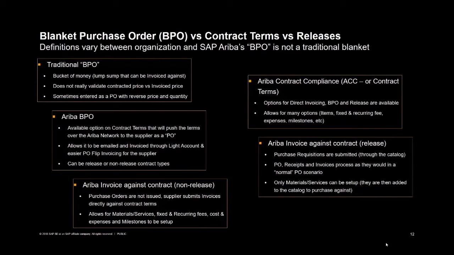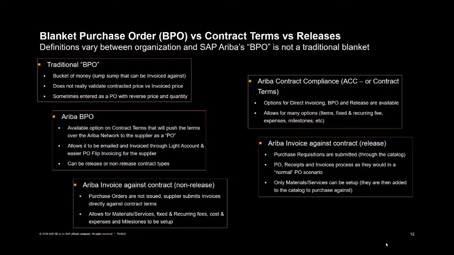So let's talk a little bit about blanket purchase orders and contract terms and releases, because this is a very confusing topic, especially the way that SAP Ariba describes what a BPO is. In a traditional BPO model, a lot of customers refer to that as just a bucket of money, just $1 million that can be invoiced against. It doesn't really validate contract pricing versus invoice price. And some customers enter it as a PO with reversed price and quantity. So they'll do $1 million at one each, or one million each at $1. And so they'll reverse that quantity and price.